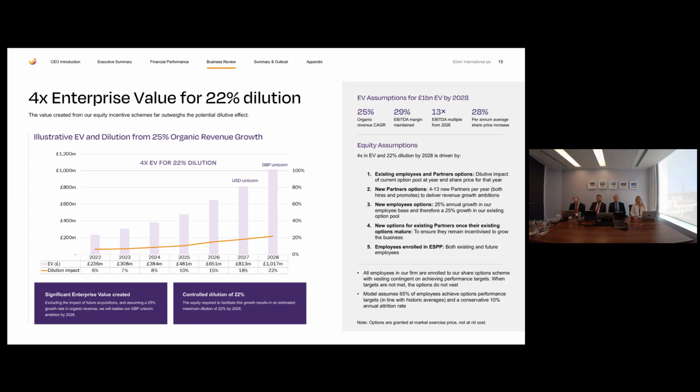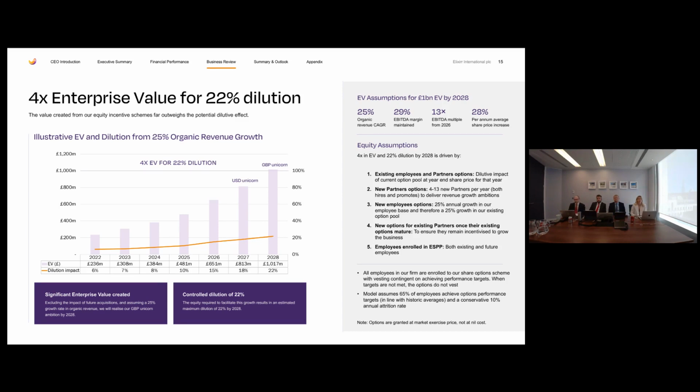So we've modelled 25% organic growth in the business, compounding, maintaining our EBITDA margin of 29%, which is where we closed last year, which we believe is sustainable. Some modest increase in multiple to a 13 times EBITDA multiple in the latter years, and that gets us to a £1 billion unicorn in 6 years, by 2028.